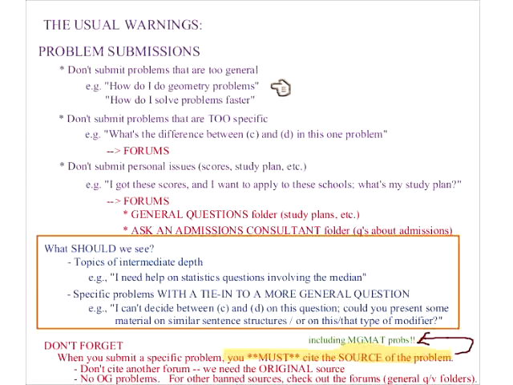Some people are even asking things like, how do I do verbal better? Which is way too broad of a topic. That would be hundreds of hours if we were going to do all of that. So it has to be something that could reasonably be covered in 45 minutes, an hour, half an hour, something like that. Also, on the other side of this, don't submit problems that are too specific.